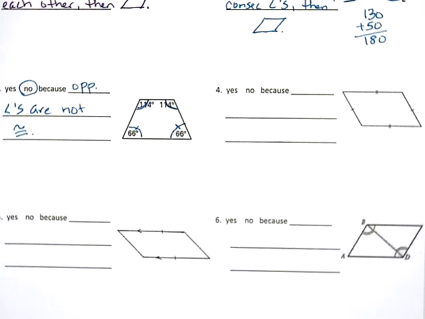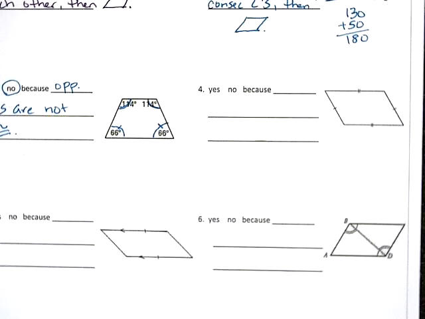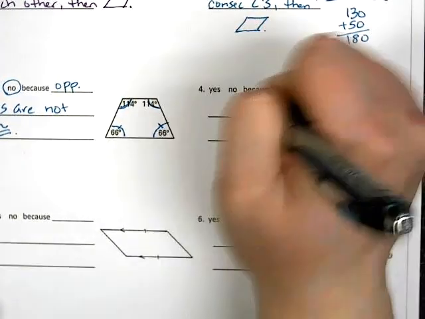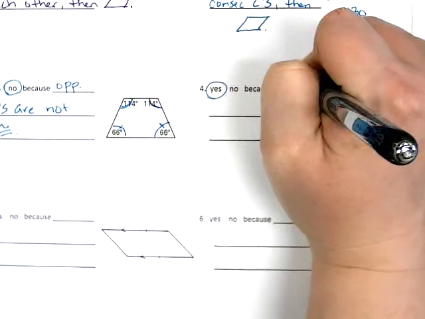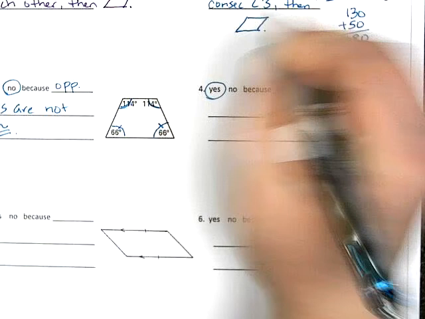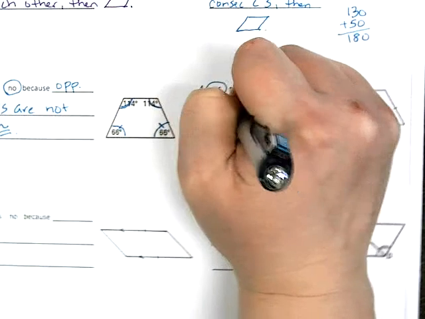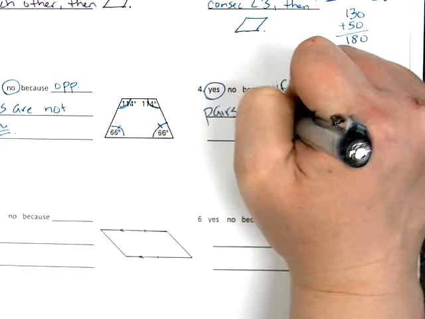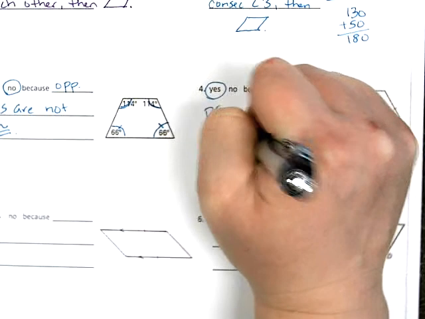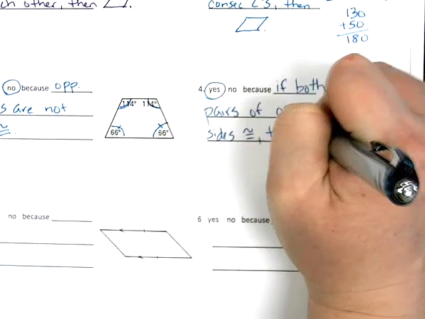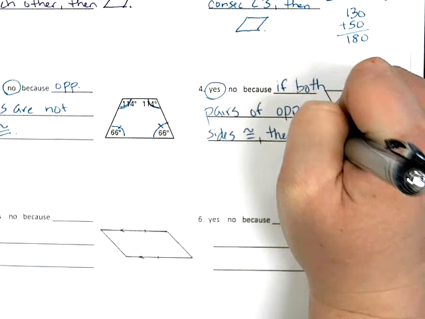So take a look at number 4, see if you can figure out whether this is a parallelogram or not, and write down your answer. Hopefully you can look at it and figure out that yes, it is a parallelogram, because if both pairs of opposite sides are congruent, then we get a parallelogram. Okay.